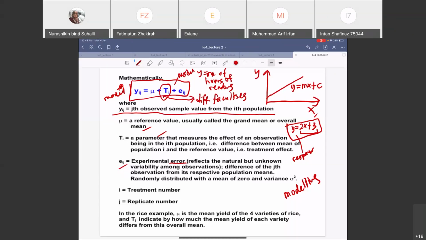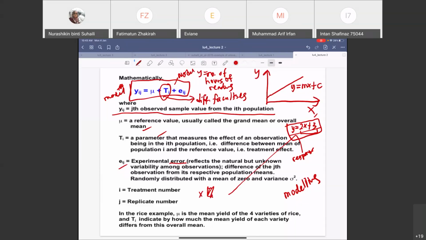Okay. If let's say you are given any equation, right? So if let's say y equal to 2x plus 3. So what happens if let's say your data is between x, there must be a range too.